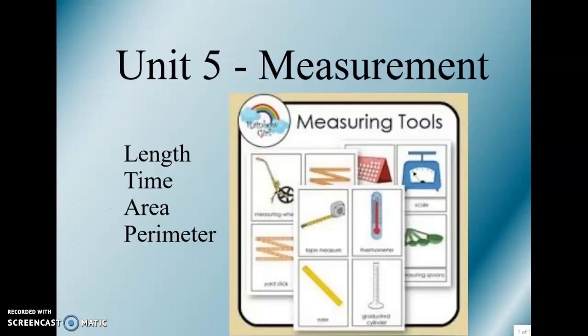Hi, room 41. We are finished with our geometry unit, and we are moving on now to unit 5. Actually, we're moving backwards in the book, but that's okay. We're going to do measurement. So for this unit, we will be measuring length, we'll be measuring time, we'll be measuring area and perimeter. There's two types of measurements we're going to use. We're going to use the metric system and the standard system for measurement. So we will teach you both of those while we learn how to measure.